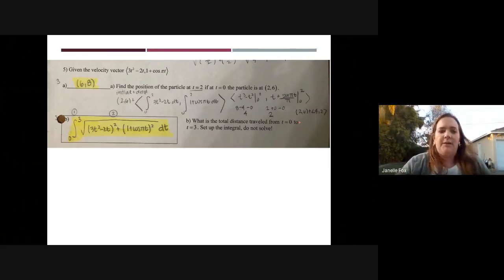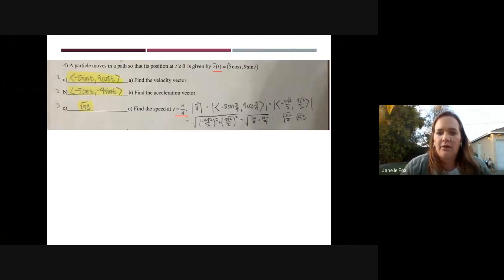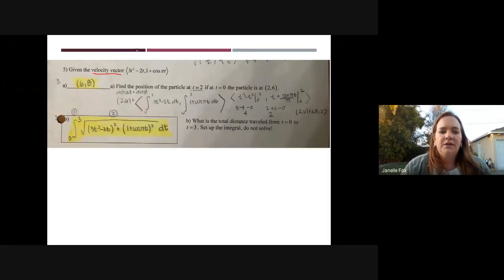The last question on the page says, given the velocity vector. So notice, guys, this time we're starting with the velocity vector. On the previous one, we started with the position vector, right? So we're starting with a different guy. It says find the position of the particle at t equals 2. You have your initial condition, so here's the initial condition right here of (2, 6).